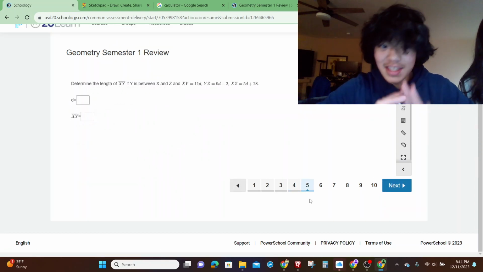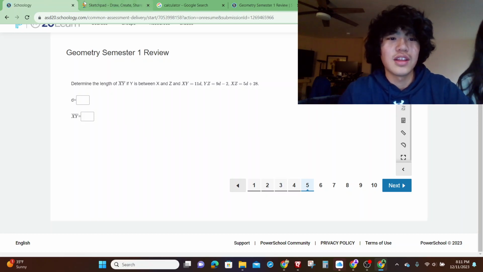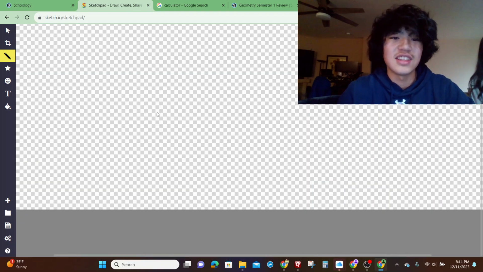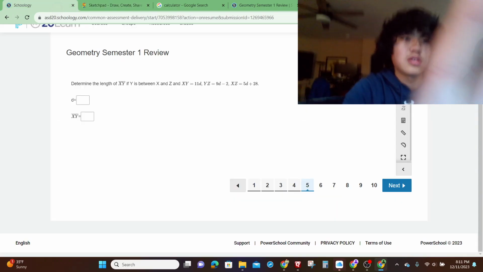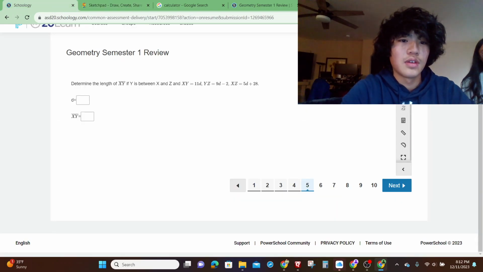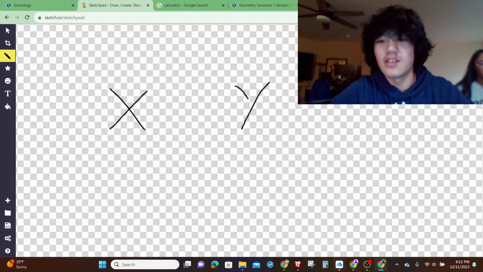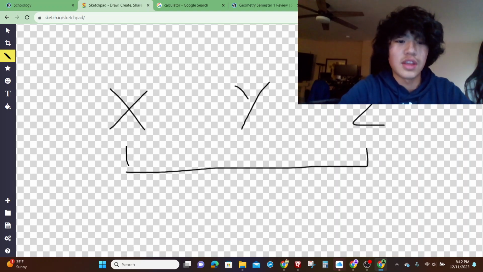Alright, this says determine the length of XY if Y is between X and Z. Alright, so XY is the line, so let's draw it. Okay, handy dandy sketch pad. So we got X and we got Z, and Y is between X and Z. So the Y is in between it, Z is over here. So here's our little line. Let's see what they give us.